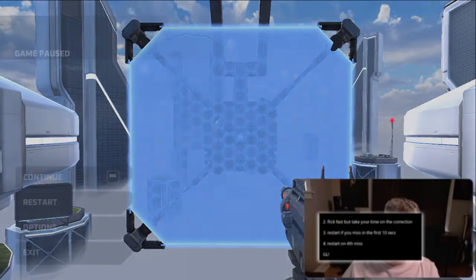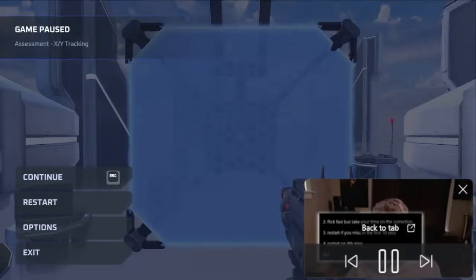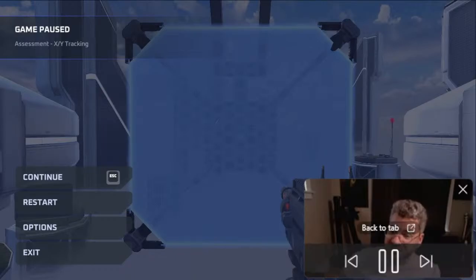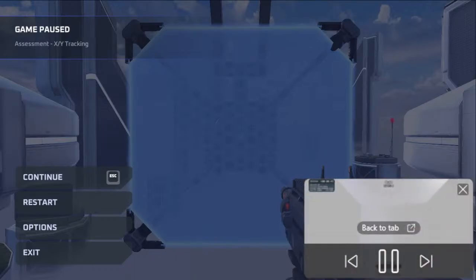Essentially, flick fast, micro adjust slow, and reset if you miss in the first 10 seconds, reset after 4 misses total. And I think it's extremely important to hold yourself accountable to reset the scenario when you miss per Bardos' guidance. Why?